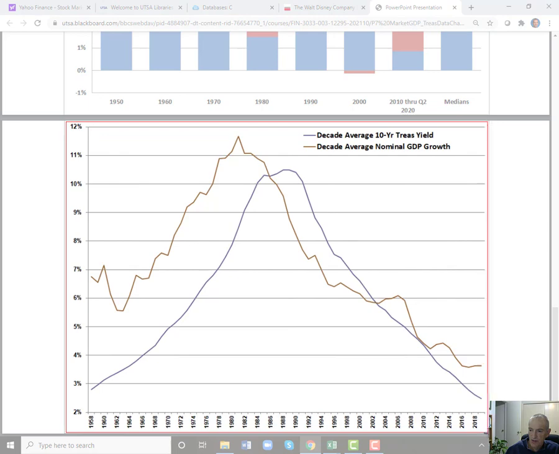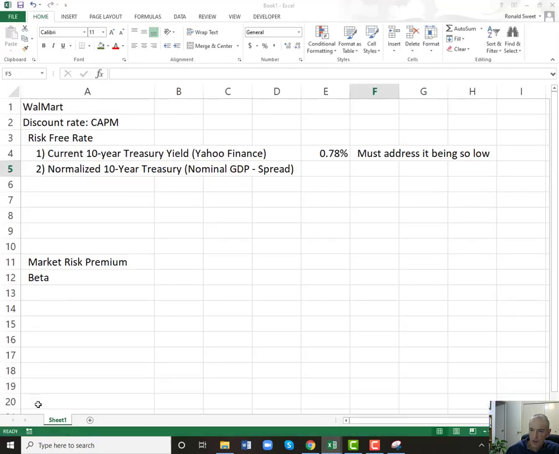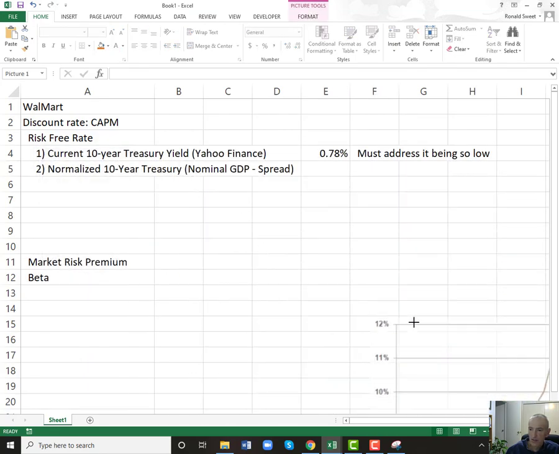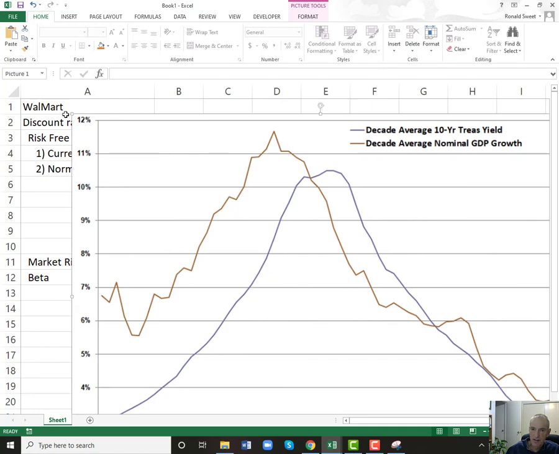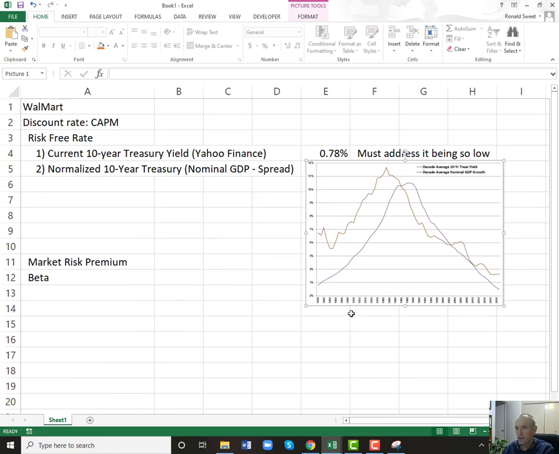So this just shows you historically. Now you'll be doing your paper in Word, not in Excel. So for your paper, you have to write this out in words rather than just plug everything in Excel. You'll have to put it all in Excel, but once you've got it all in Excel, you have to convert it into words in a paper. So that chart shows the purple is the 10-year Treasury yield, and the gold is nominal GDP growth.